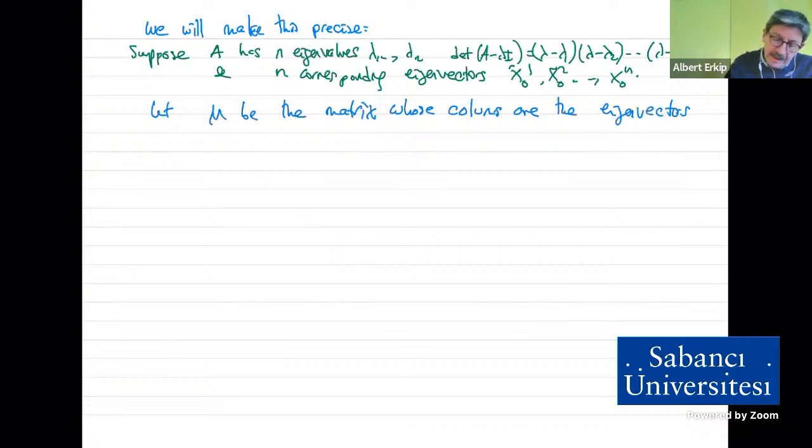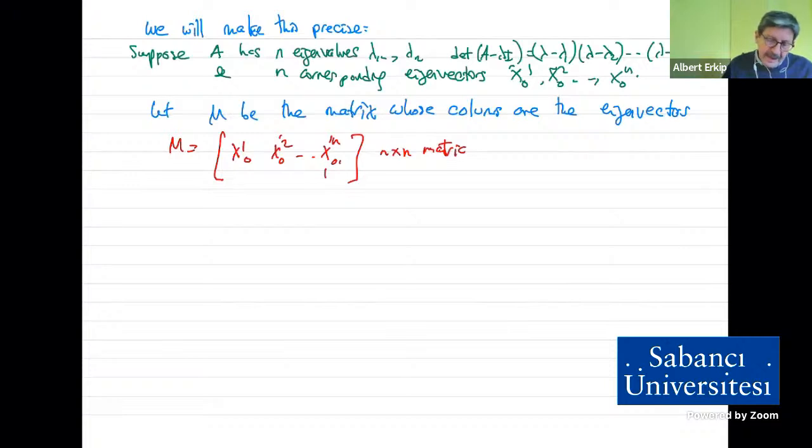So M is something like this. M is this matrix. Here we have x_{0,1}, here we have x_{0,2}, and here we have x_{0,n}. These are n column vectors, whose columns are the eigenvectors. So this is an n cross n matrix.